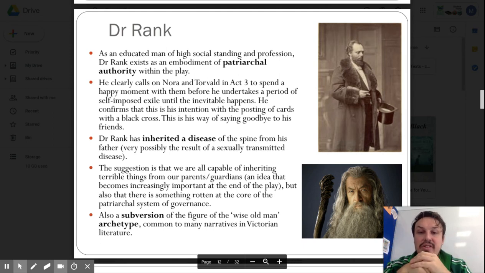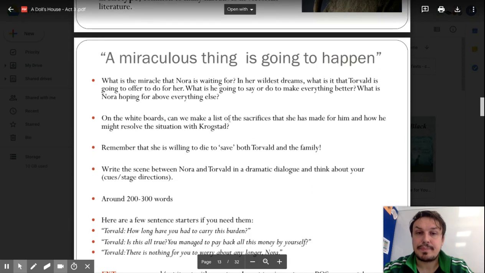So the suggestion is that we're all capable of inheriting terrible things from our parents or guardians, an idea that becomes increasingly important, as I've just said, but also that there's something rotten at the core of the patriarchal system of governance or societal framework. This also, in terms of theatrical conventions, is a version of the wise old man archetype, which is very common at the time and still is to some extent. Now, we've talked about that before, but there are some nice notes there. Just make sure that you have those points down and you understand them.